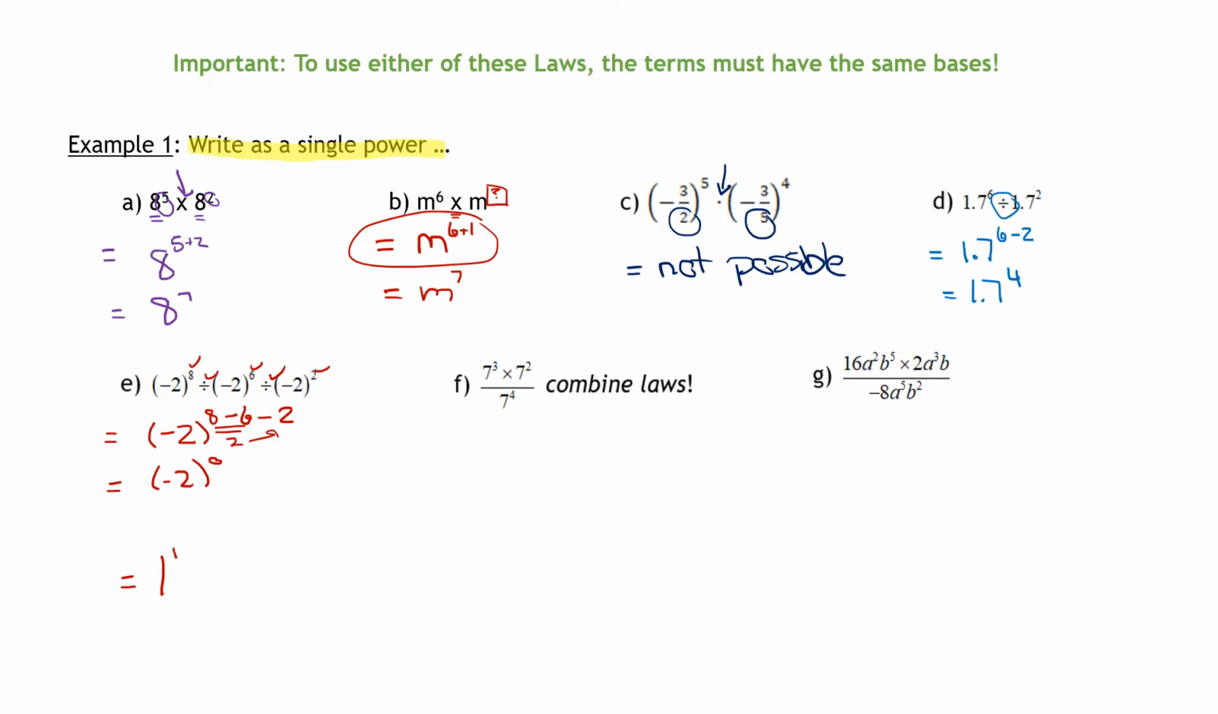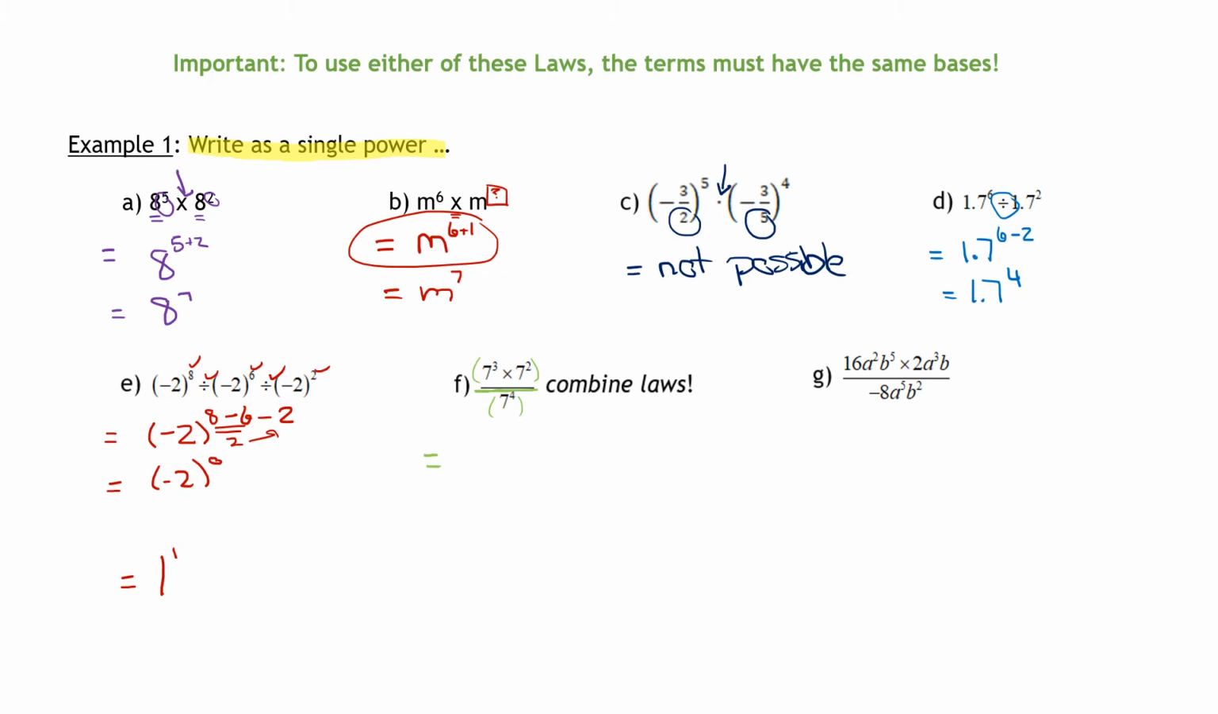Next one, combine laws, right? We've got 2 different laws going on here. Remember back when we did some review, we talked about this operation right here, this line that looks like a division symbol or a fraction line. We talked about that functioning as separating the numerator from the denominator as if they had their own sets of brackets around them. So the first thing I have to do is look at the numerator. I have to do the numerator first, order of operations.